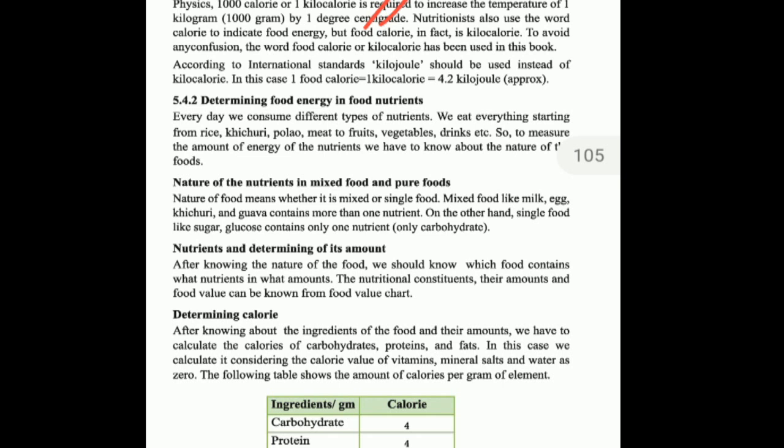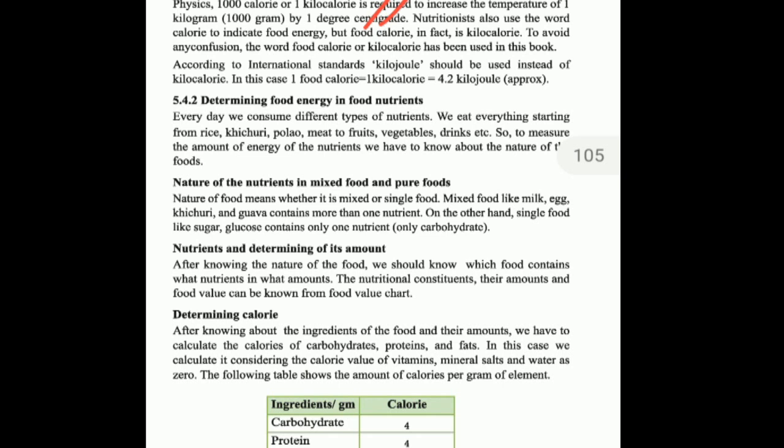Nutritionists also use the word calorie to indicate food energy, but food calorie in fact is kilocalorie. To avoid any confusion, the word food calorie or kilocalorie has been used in this book. According to the international standard, kilojoule should be used instead of kilocalorie. In this case, 1 food calorie equals 1 kilocalorie equals 4.2 kilojoules.